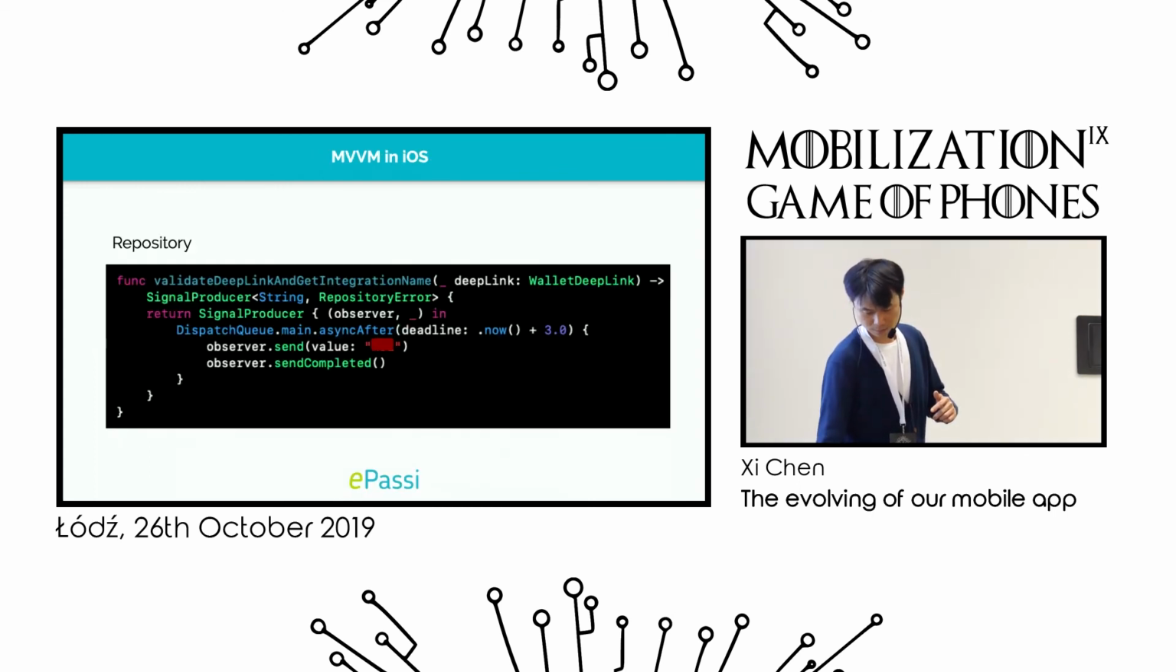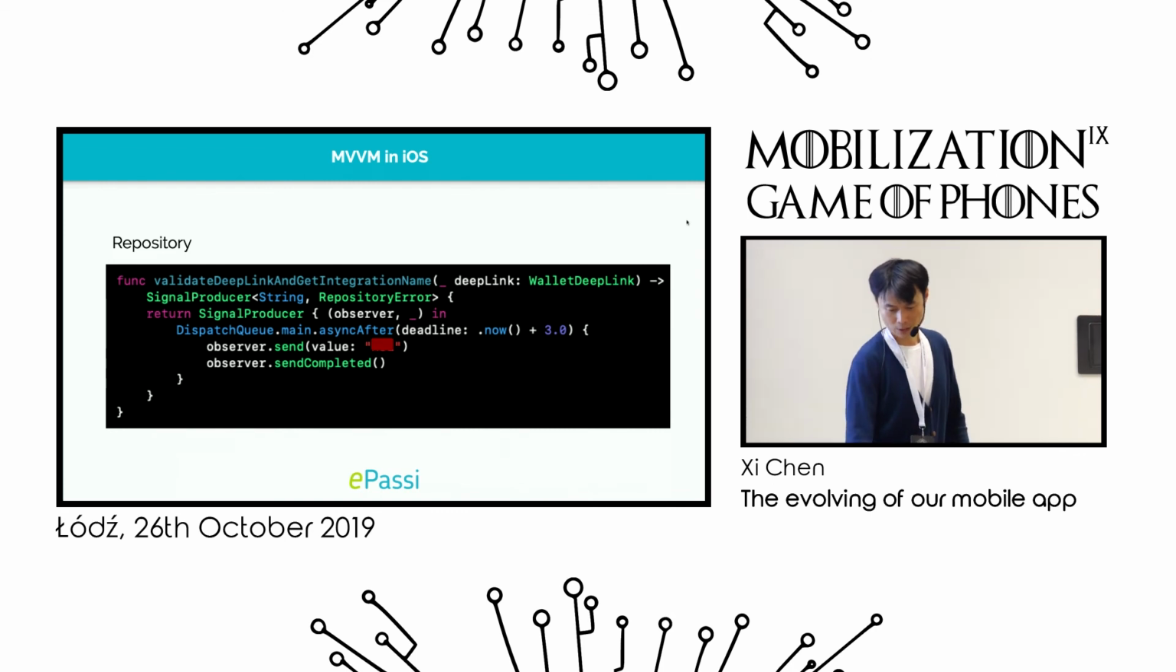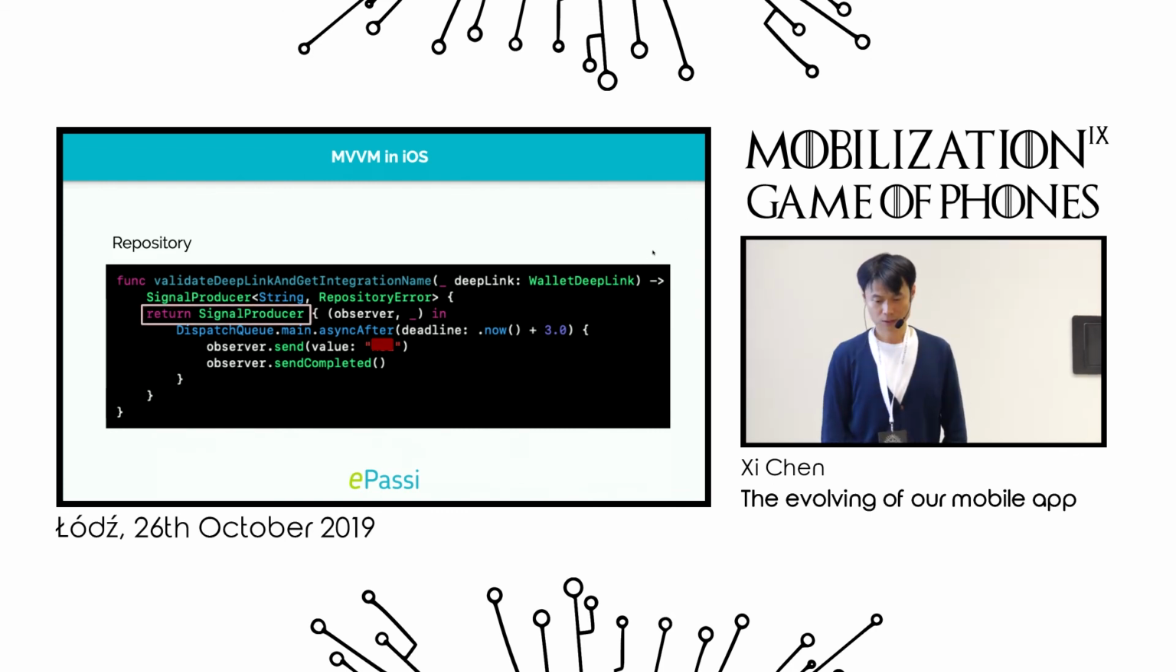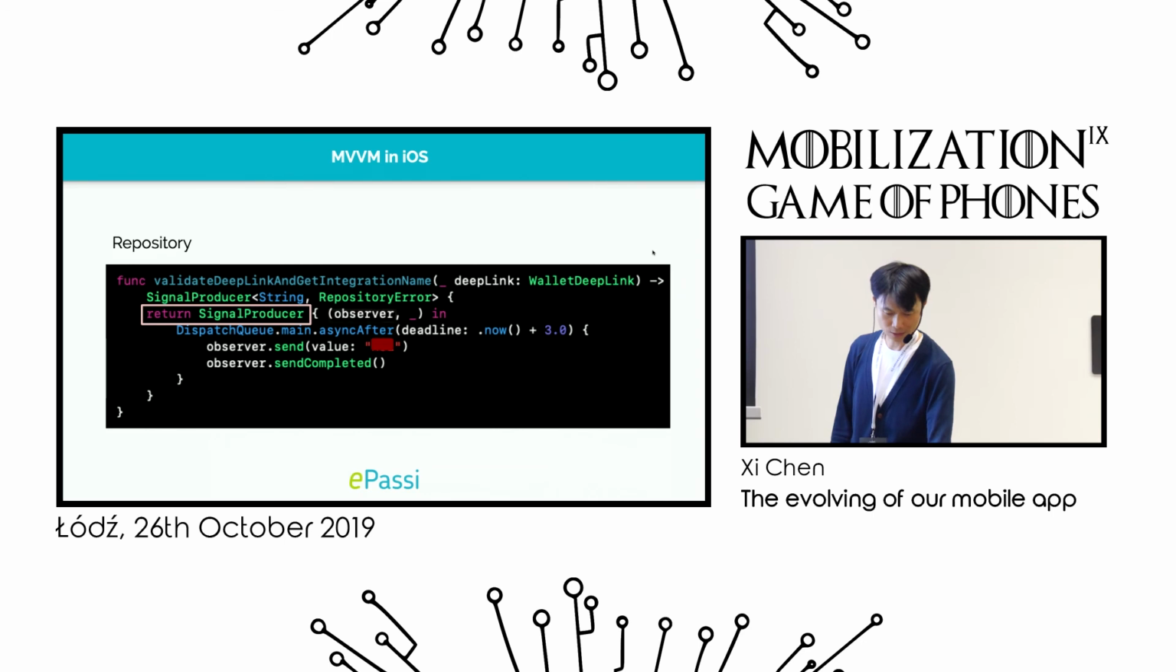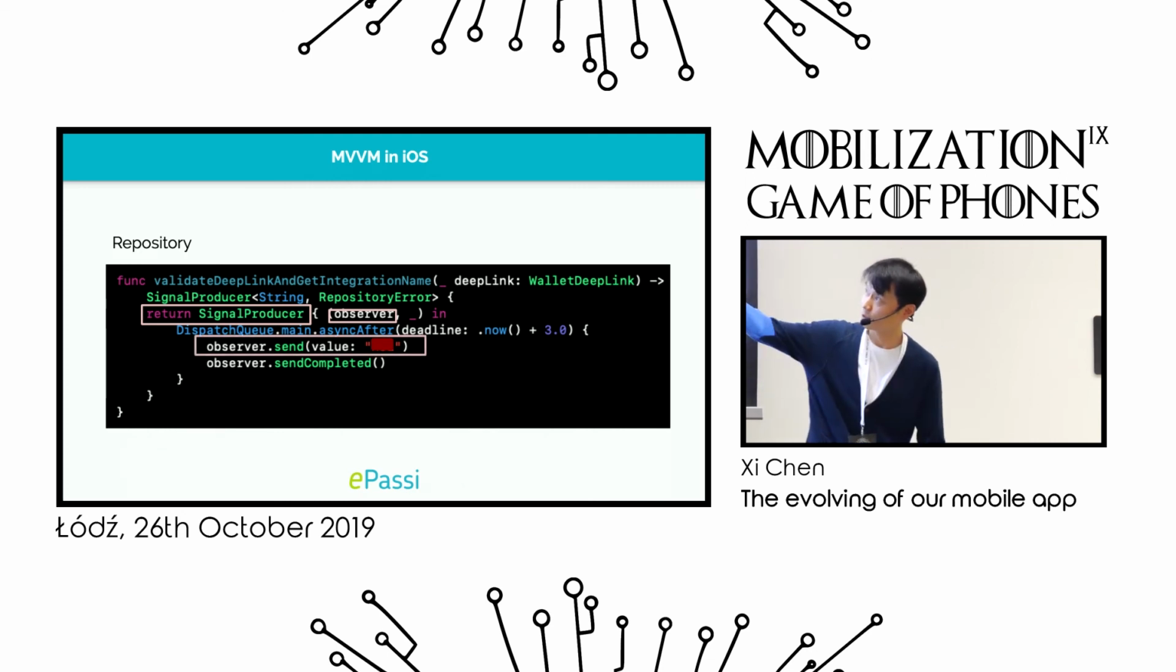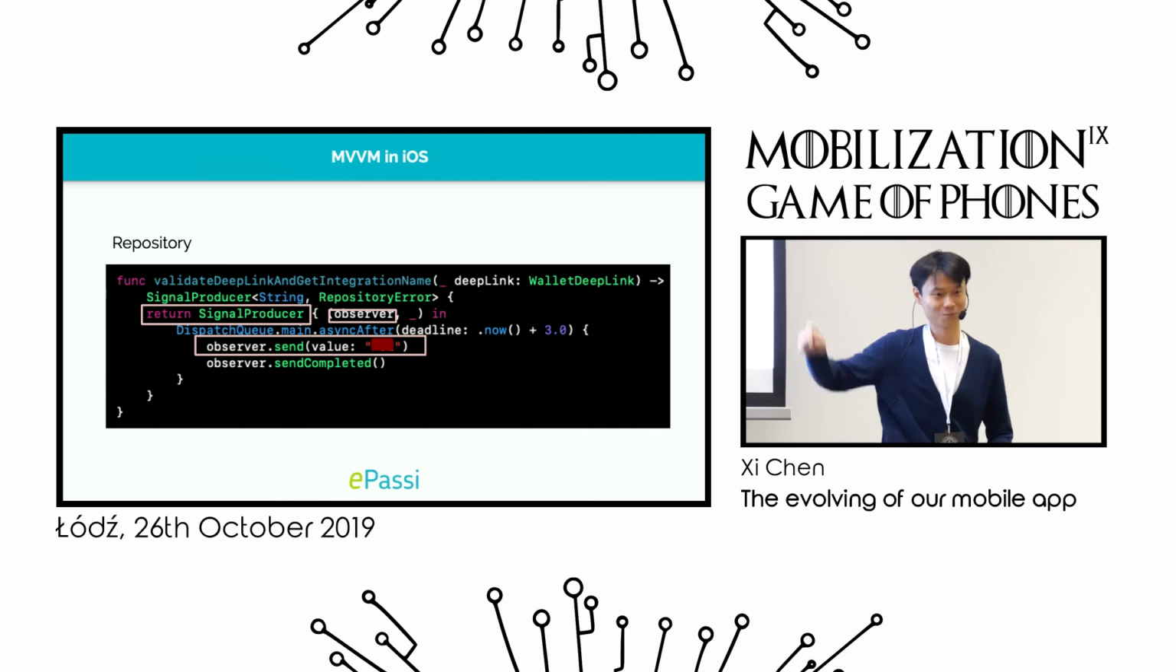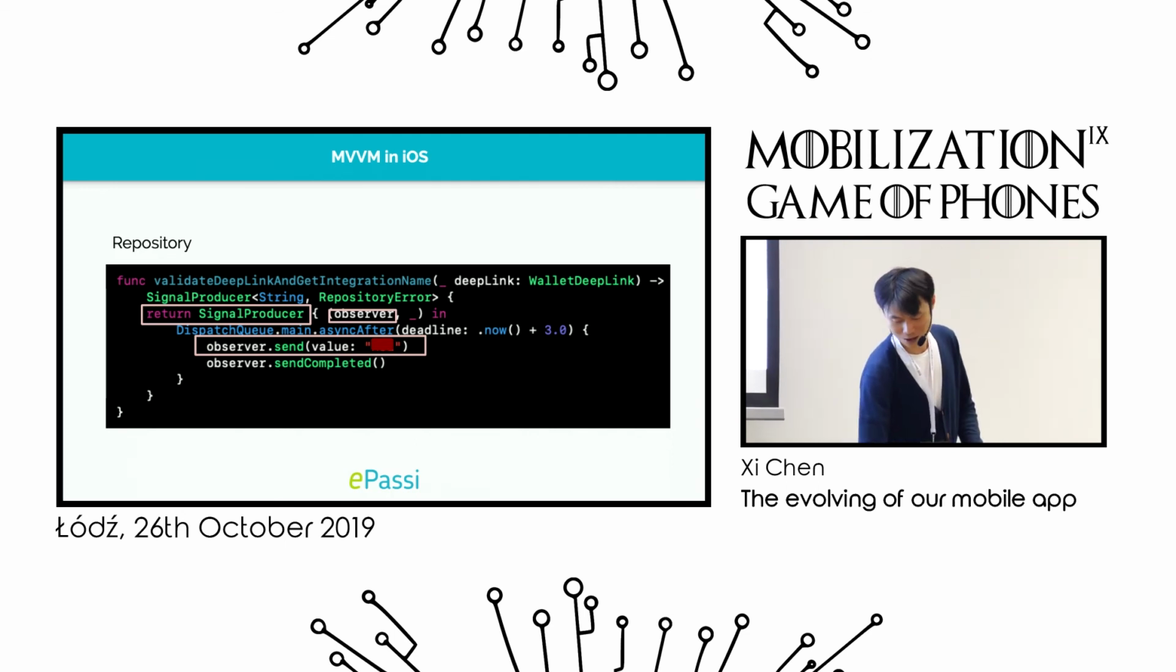In practice, this is an iOS project. We have this signal producer. It has a closure, which has a parameter with observer type. Through that, we can send data. Sorry about the red square, because there is some sensitive data that we can't show on the presentation. It's not part of our code.